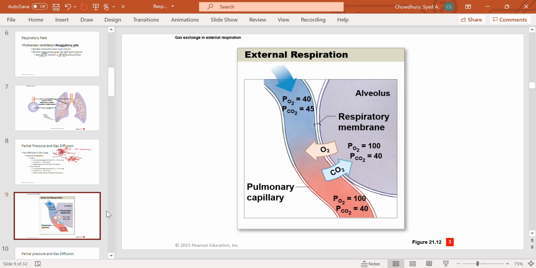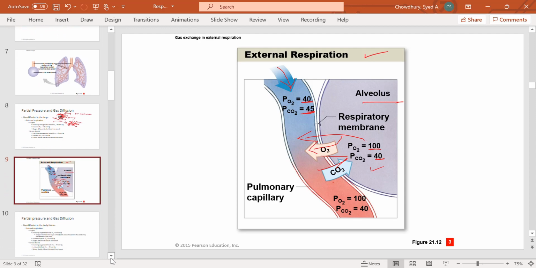So here you see external respiration, that means in the lung. So deoxygenated blood enters into the lung, and this is the alveolus. So blood gets the oxygen from the alveolus. You see O2 pressure is 40 here when it enters into the lung, and in the alveolus 100. So the 60 difference, right, will move O2. And here the pressure of CO2 when it enters is 45, but inside the alveolus 40, as I mentioned. So 5 millimeter pressure difference will move the carbon dioxide. So that's the external respiration.